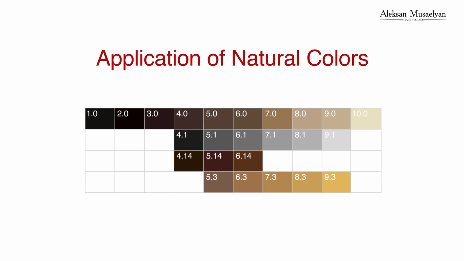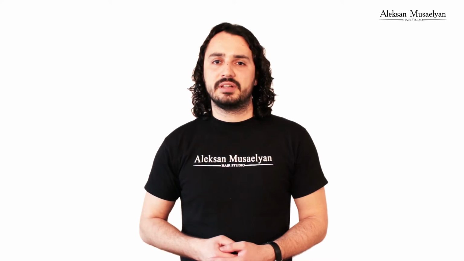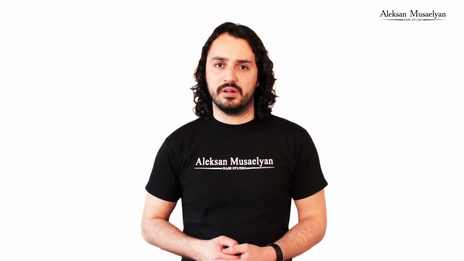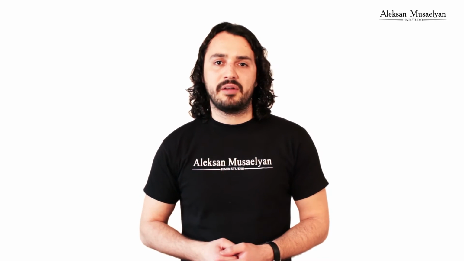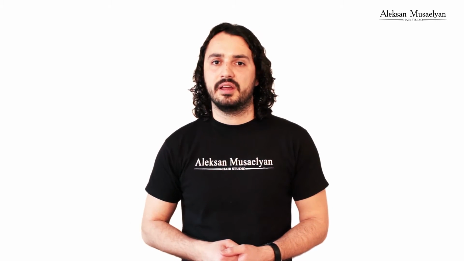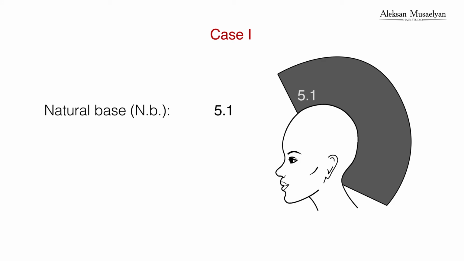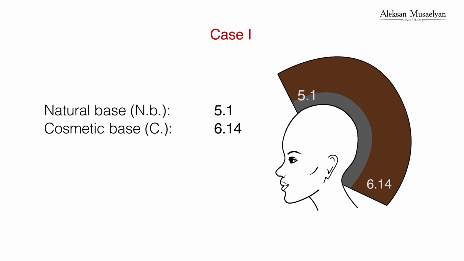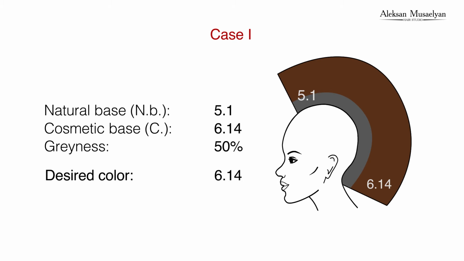Let's consider all these methods in practice. The application of natural colors. In general, the gray hair coloring algorithm does not differ from the usual one. The coloring is performed according to all the rules, but based on 6% oxidizer, and the soak time is 40 minutes. The first case: original color, natural base is 5.1, cosmetic base is 6.14, grayness is 50%, desired color 6.14.